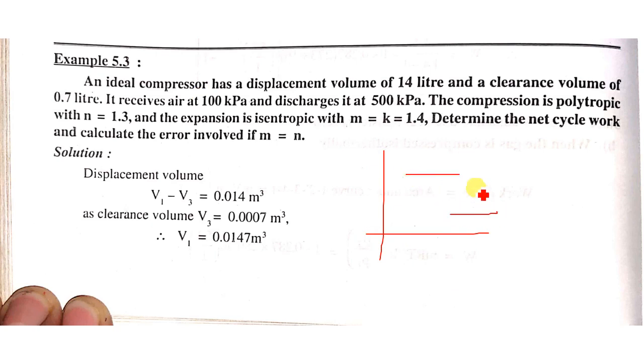Okay, determine the net cycle work and calculate the error involved if m is equal to n. That is a beautiful problem. So what you have to do, first calculate considering this as 1.3 and this as 1.4. Then in the second stage for the same problem, consider this as 1.3 and even this as 1.3, and calculate the difference involved. So compare both work done values. If there are any problems while solving this, please contact me.